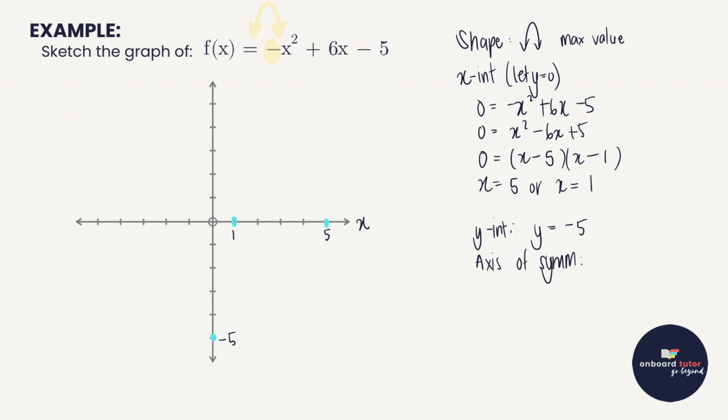We're going to say x is equal to minus b over 2 times a. So let's substitute. The b value is 6. So minus 6 over 2 times the a value, which is minus 1. And that gives us a positive 3. Now, if you look at the x-intercepts, it actually makes perfect sense that that would be our axis of symmetry, because 3 is exactly in the middle of 1 and 5.